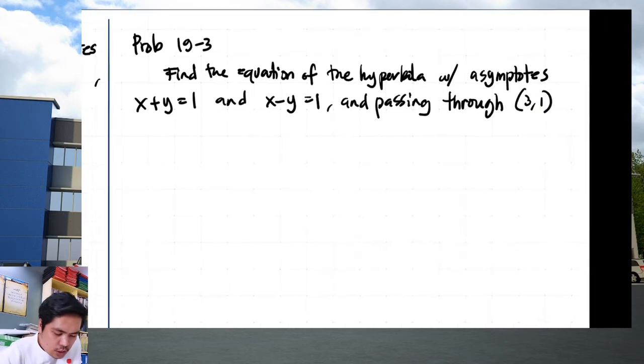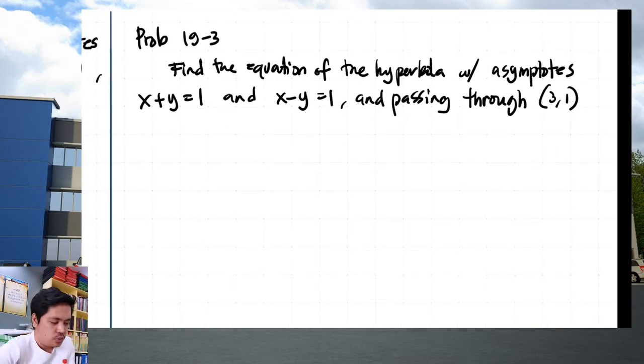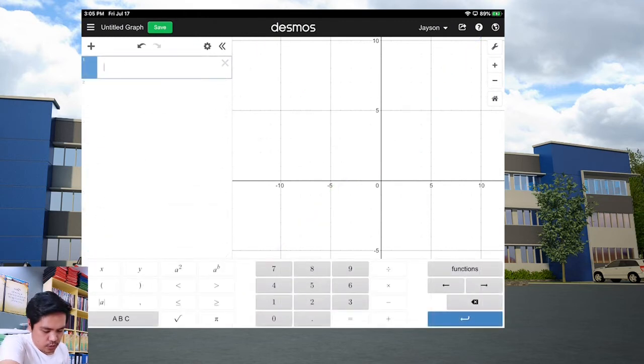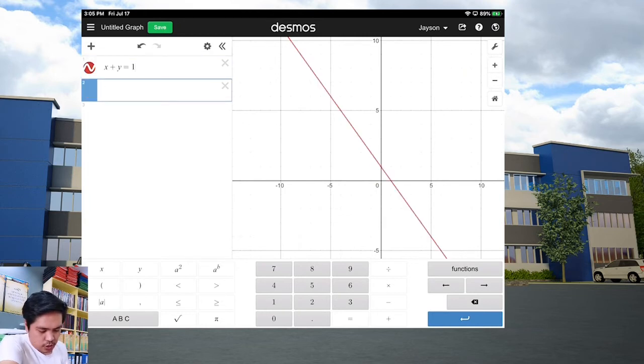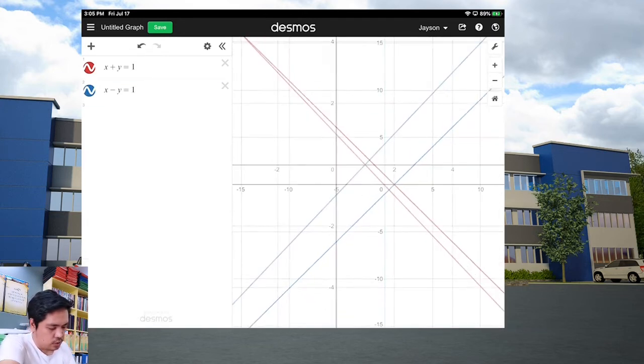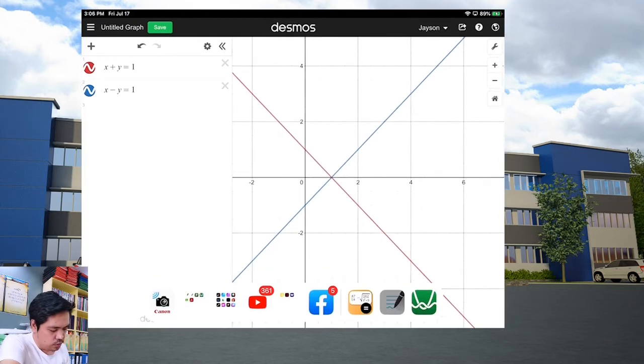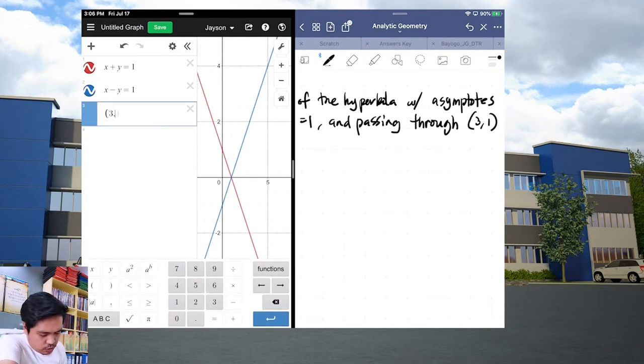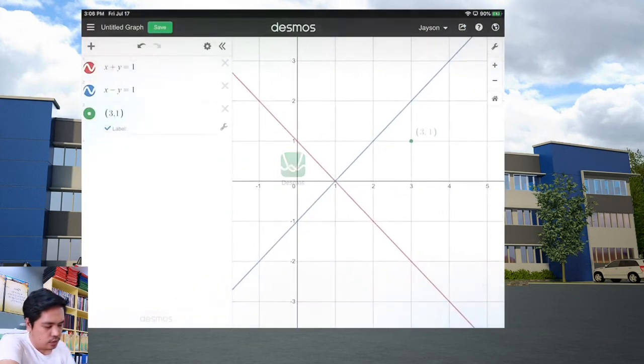Problem 19-3. Find the equation of the hyperbola with asymptotes x plus y equals 1 and x minus y equals 1 passing through 3, 1. So, ang gagawin natin para madali, we'll just graph this na lang. So, we have x plus y equals 1. So, ito yung asymptote na isa. Then, we have another asymptote x minus y equals 1. So, that is the other asymptote. And it passes through 3, 1. So, that point, label natin. Ayan. So, ito yung mga given.